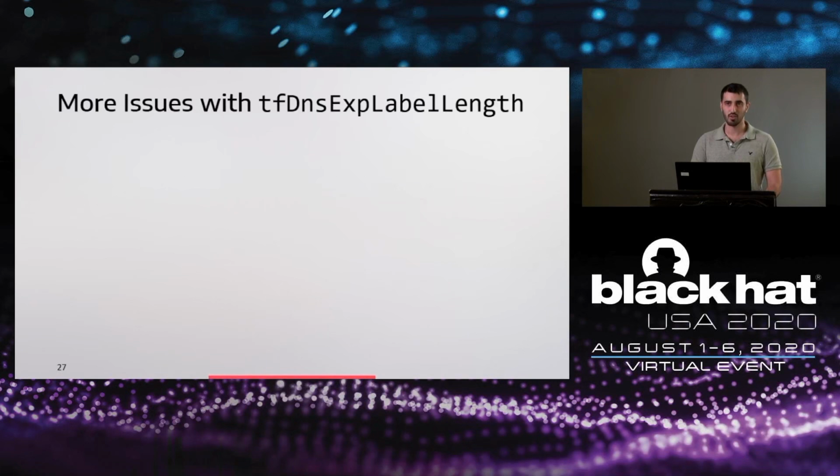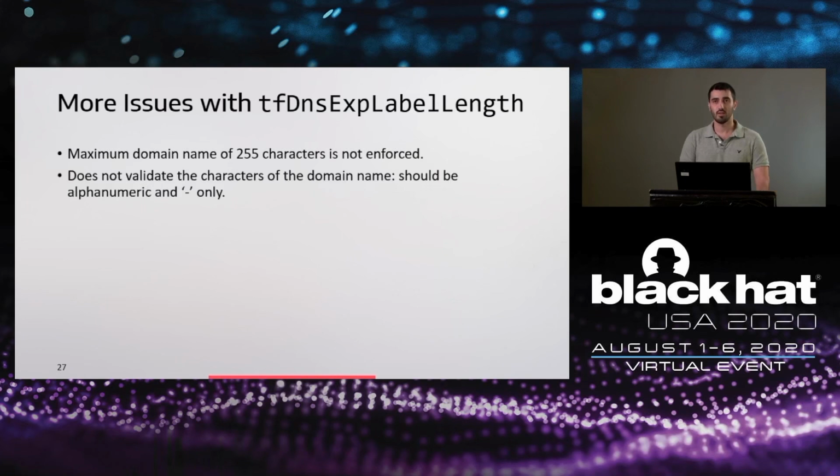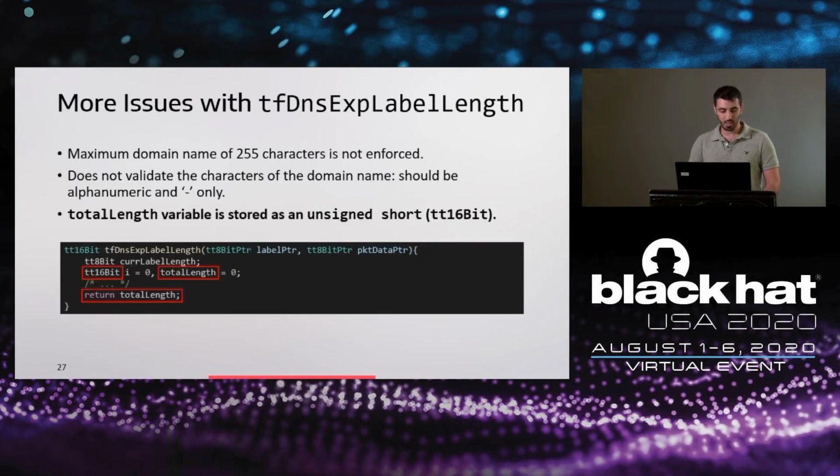So let's go back to the function that calculates the length and examine its operation. There are more issues with it. There is a limitation on the length of the domain name. The limitation according to the RFC is 255 characters, and this limitation is not enforced. Expand label length further does not validate that the characters of the domain name are alphanumeric and hyphen only. It doesn't validate the characters.